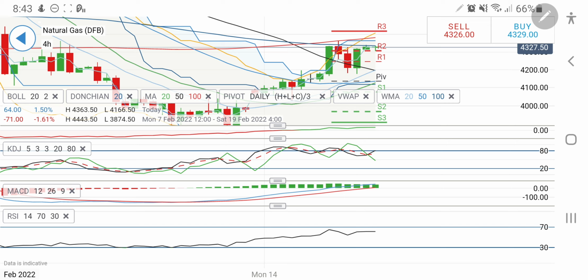4200 is going to provide a support, and if you see it bouncing from there, you can again take a long entry and expect it to come back towards 4300. So a probable trading zone between 4200 to 4400 can be expected for natural gas. Take your positions accordingly. Now let's have a look at Nifty 50.